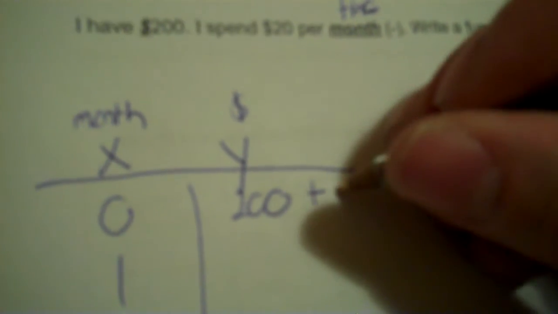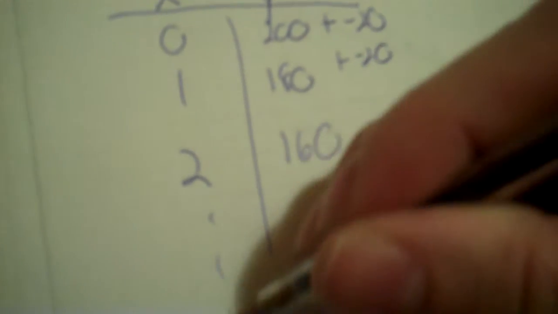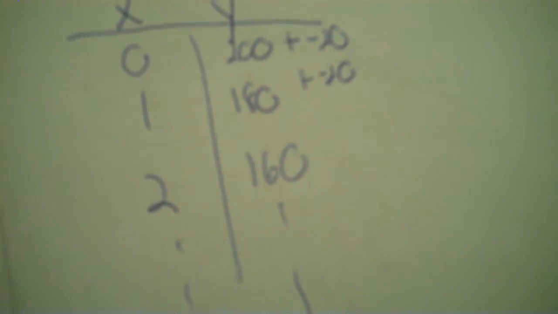So the money started at $200. Now when I add, I need to make sure that it's negative 20, because when you spend money, it goes down. So 200 plus negative 20 is 180. Then add negative 20 again. 160. And of course I can keep going. We can go 3, 4, however many. But I have enough to write the function.